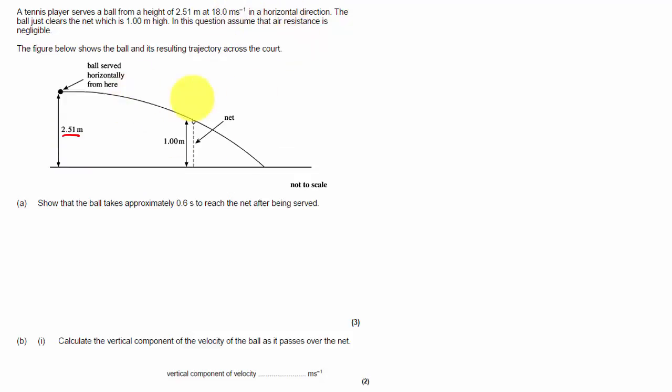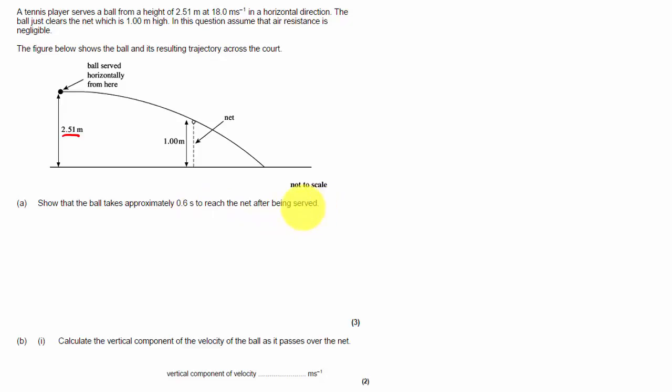So this question is about projectile motion, so a good thing to remember is that the horizontal and vertical components of velocity can be treated entirely separately. The horizontal component, if we can ignore air resistance, will stay the same. The net's 1 meter high, it just clears the net. Show that the ball takes approximately 0.6 seconds to reach the net after being served.